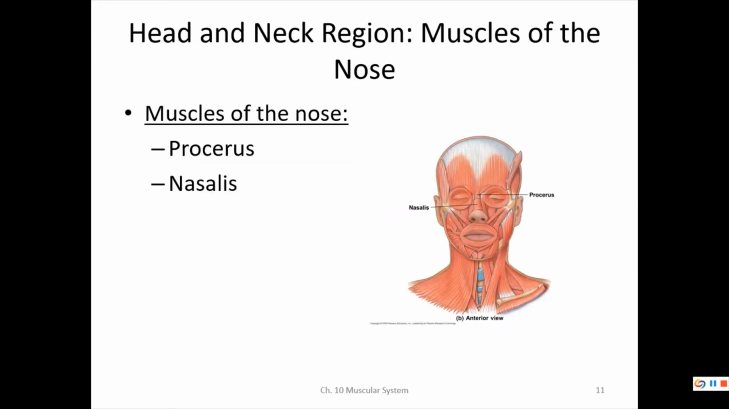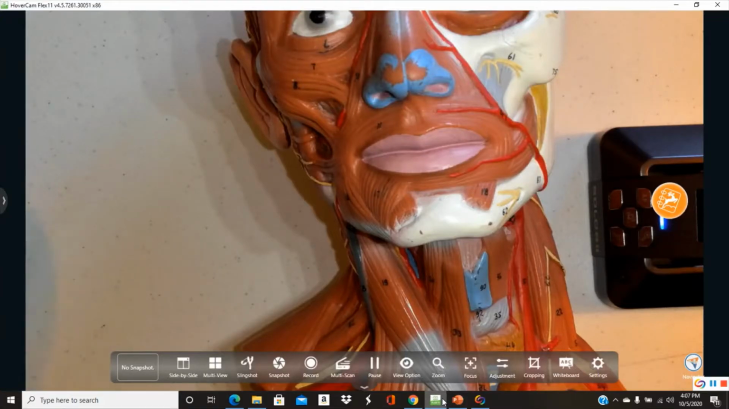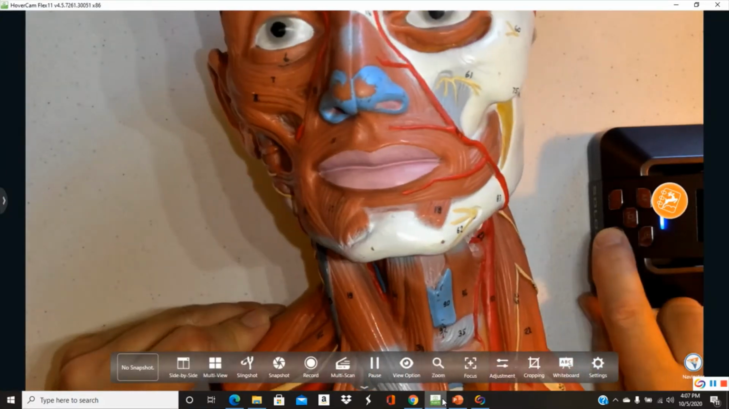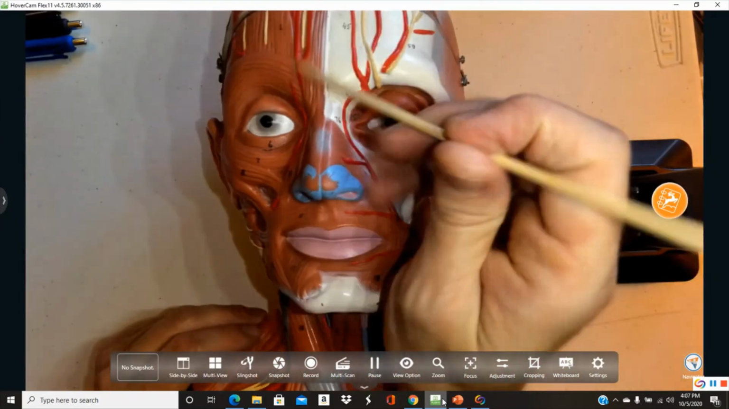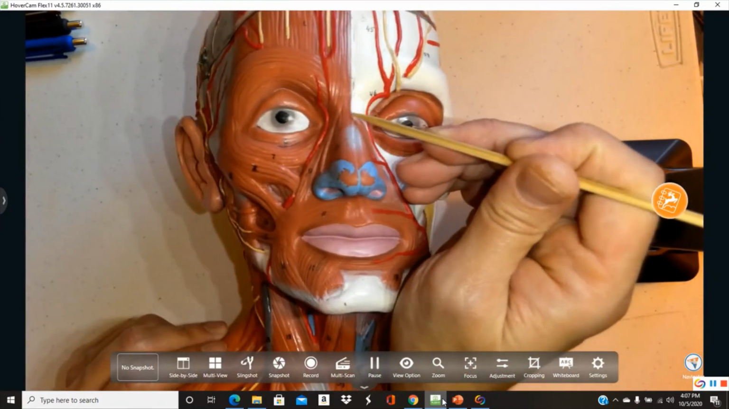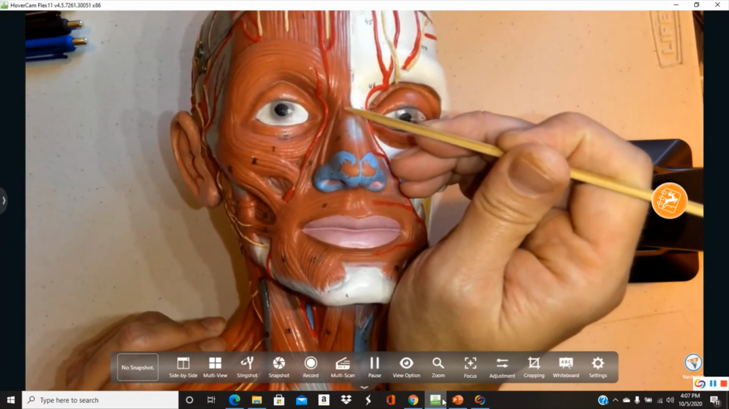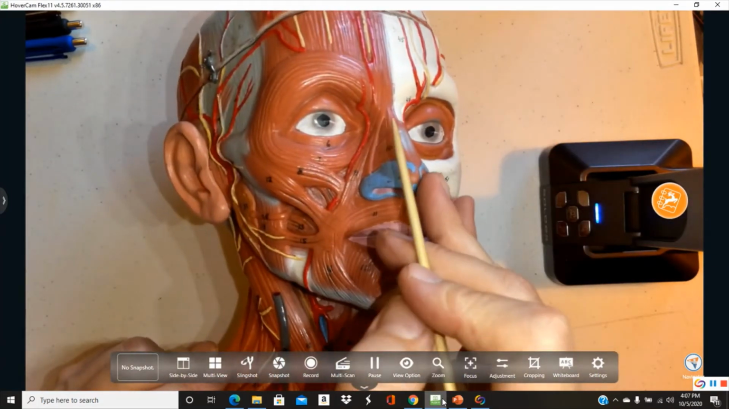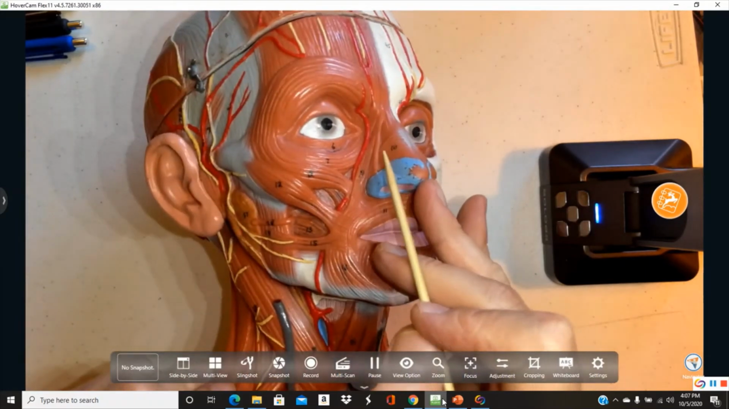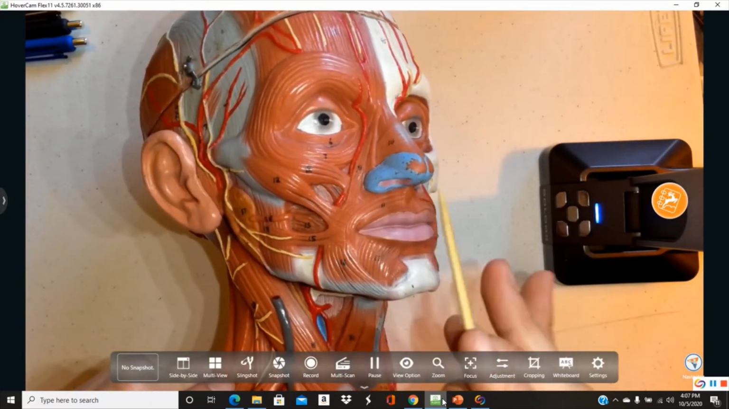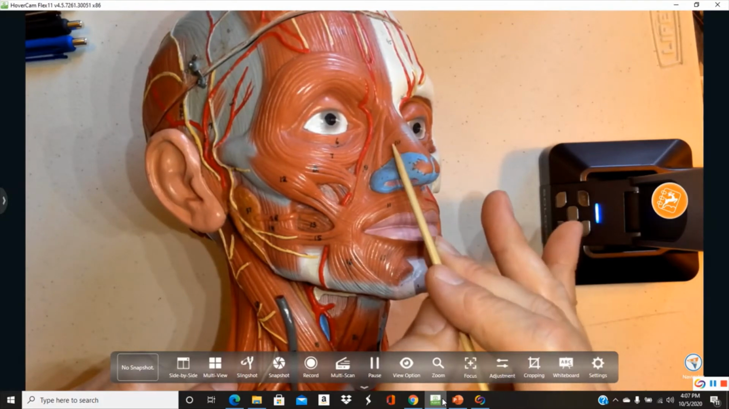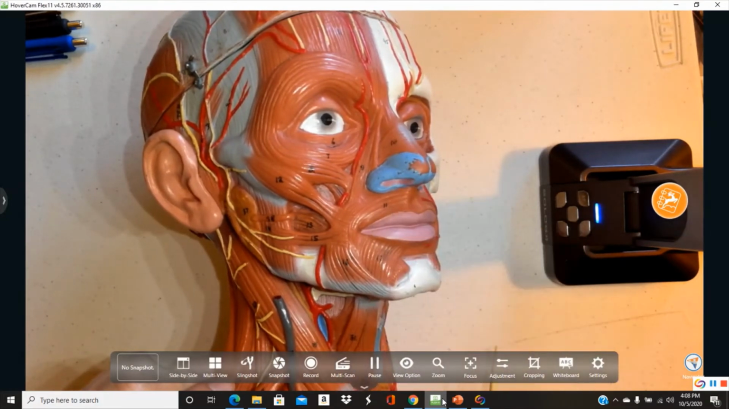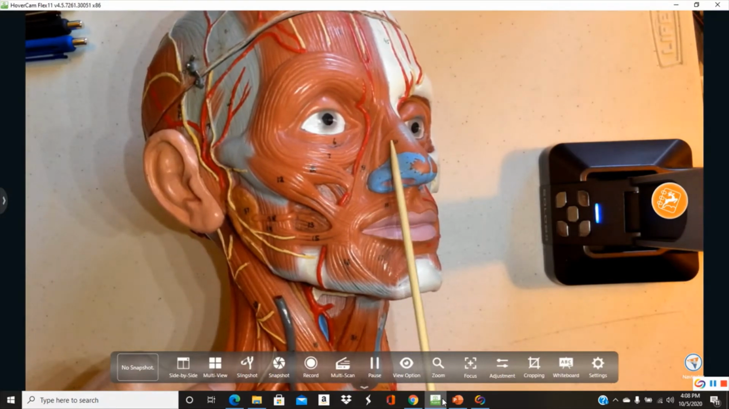Now let's look at muscles of the nose. There are two of them, procerus and nasalis. So I'm going to zoom out a little bit. Procerus is at the top of the nose. Basically, we're going to see a little bit of the fibers of procerus right here. Procerus tops the nose. Nasalis, its muscle fibers run sideways on the nose. This is the nasalis muscle, seen on this more superficial side of this model.